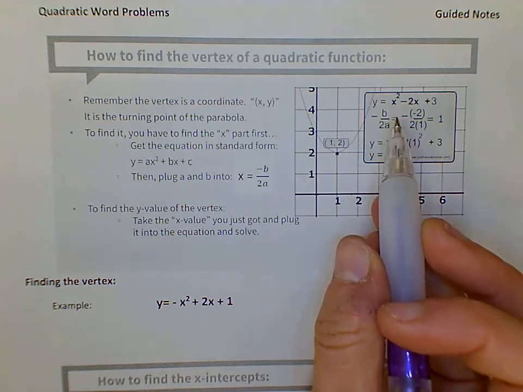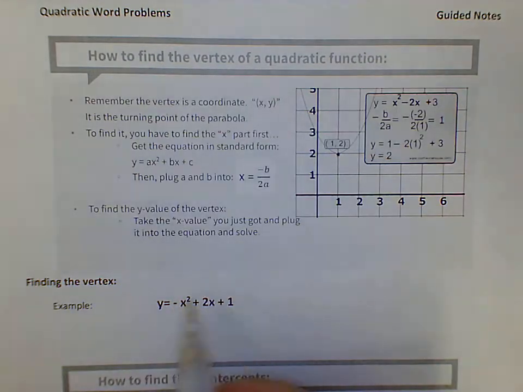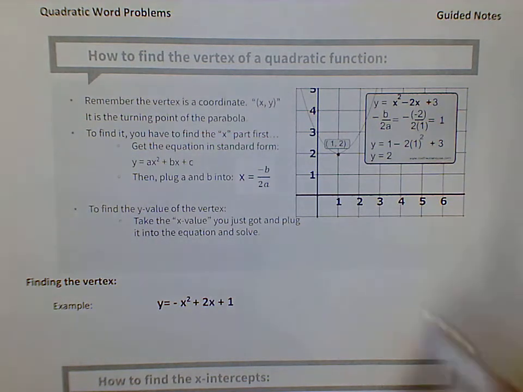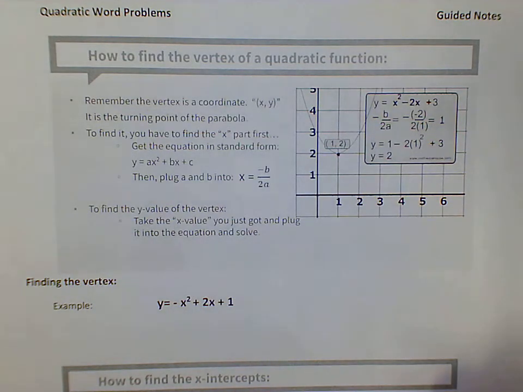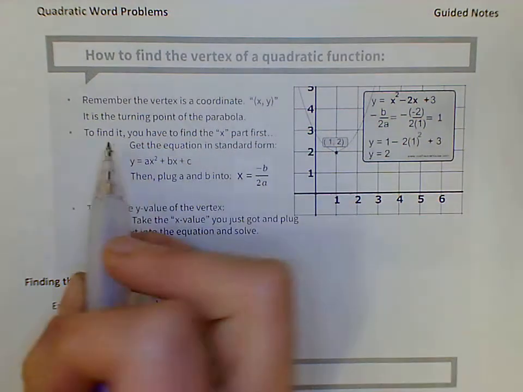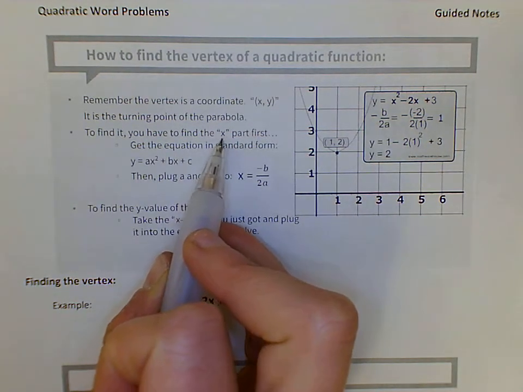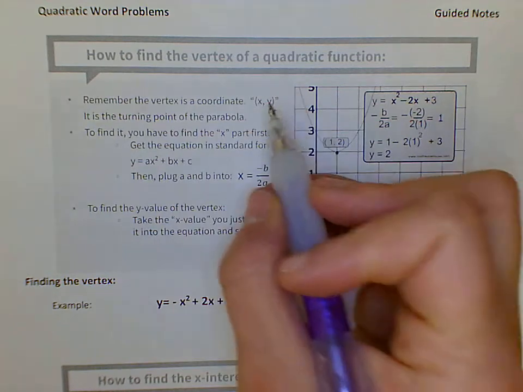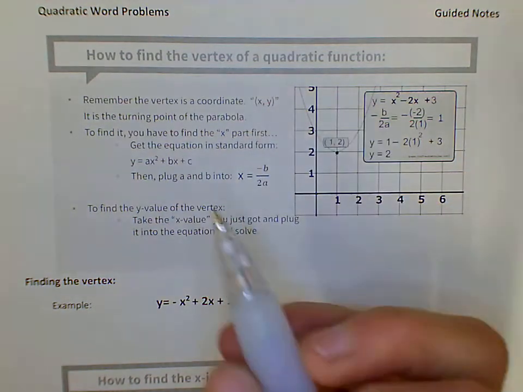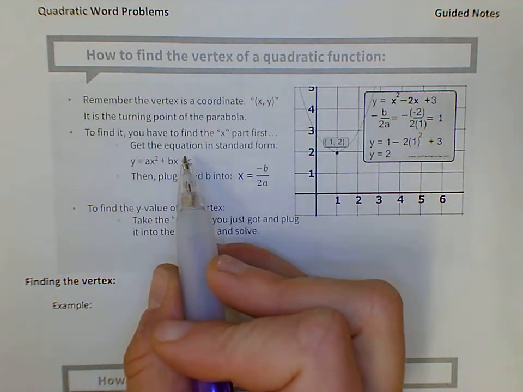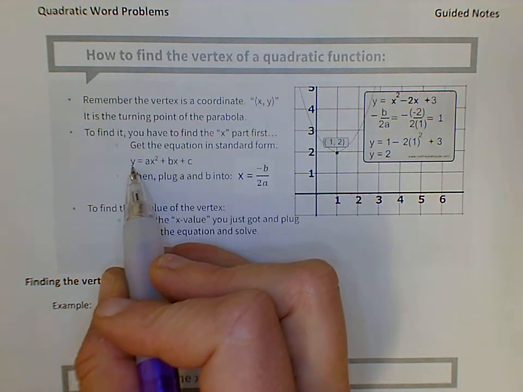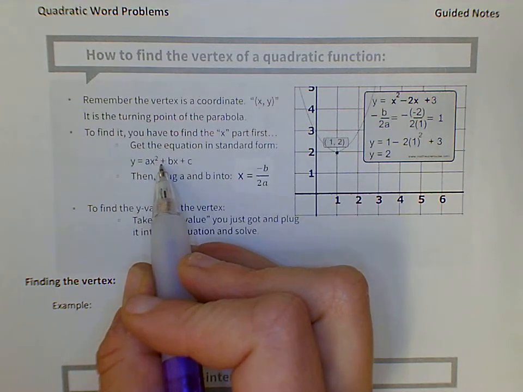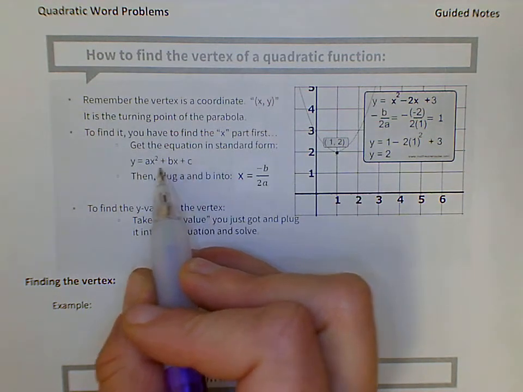If it's not graphed for you and they give you the equation, like in this example down here, you're going to have a way of finding it. If you're not able to graph it, you can find it by using a little equation. To find it, you first have to find the x part of that coordinate. To do that, you have to start by making sure that your equation's in standard form. Remember, standard form for a quadratic is y equals ax squared plus bx plus c. So you're going to have to get it in that form first.